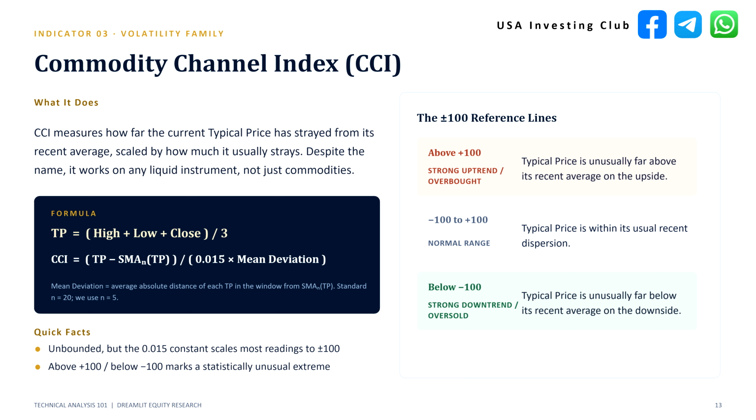Above plus 100 signals a strong uptrend or overbought condition. Typical price is unusually far above its recent average on the upside. Between minus 100 and plus 100 is the normal range. Typical price sits within its usual recent dispersion. And below minus 100 signals a strong downtrend or oversold condition. Typical price is unusually far below its recent average on the downside.